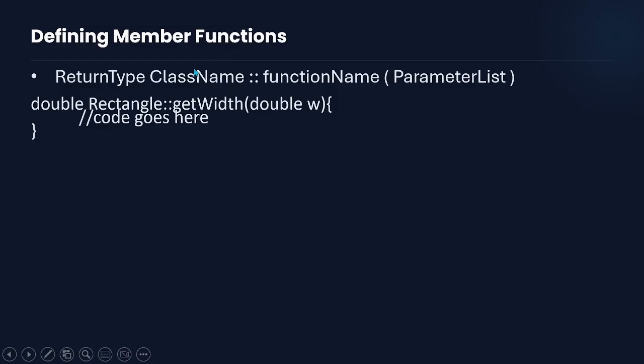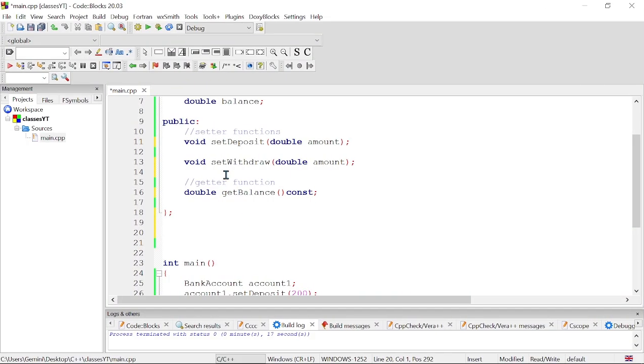So we have an example here, double rectangle. So rectangle is going to be the name of the class. Then getWidth is going to be the function name. You have your parameter, and then whatever code you want is going to come inside here. So let's go back to the compiler. All right. So let's come here. What do we need? We need a return type. What is the return type? We are doing it for the setDeposit, setWithdraw, and getBalance. All right, so what is the data type of setDeposit?